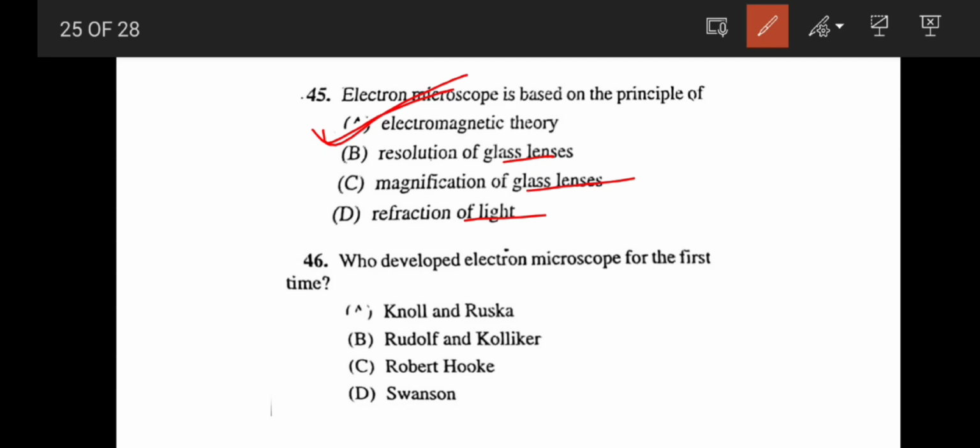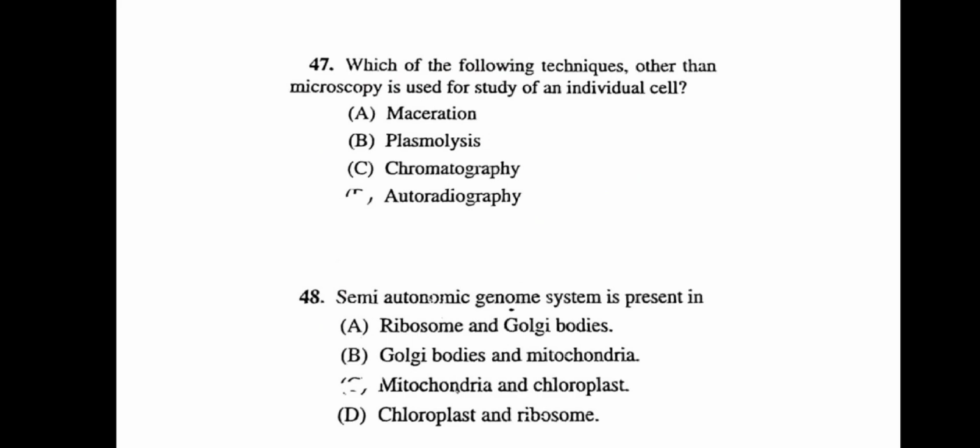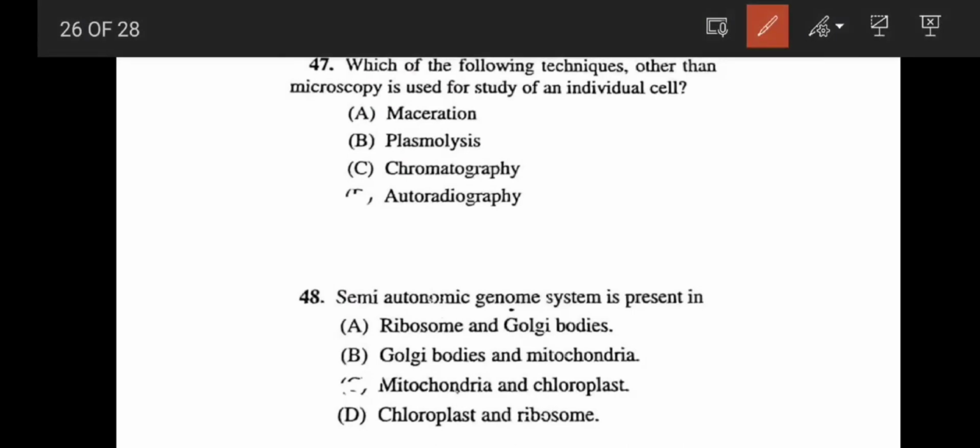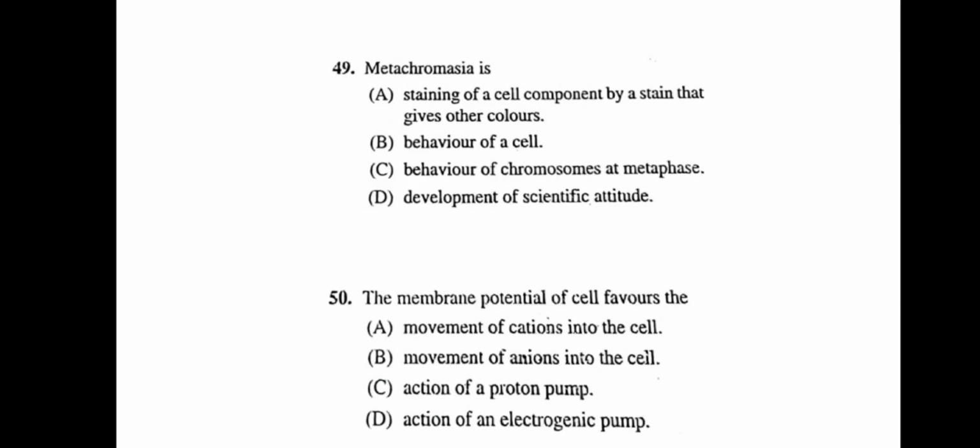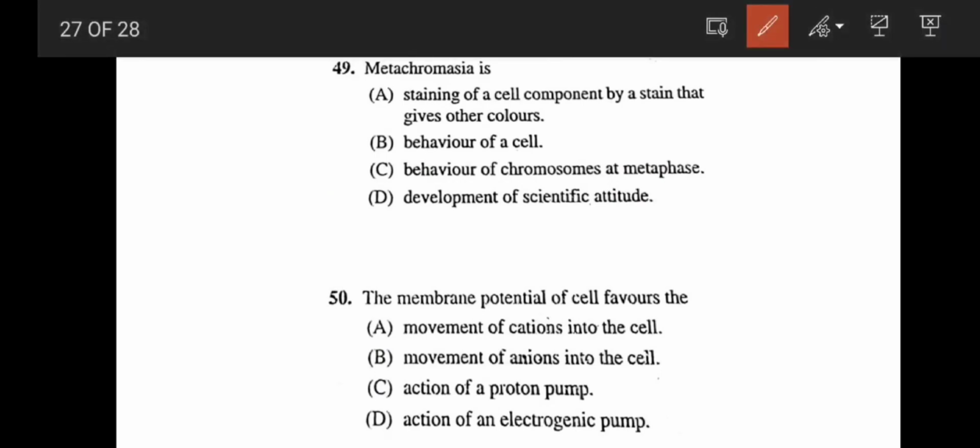Next question, informative one. Who developed electron microscope for the first time? Correct answer is Knoll and Ruska. Next question, which of the following techniques other than the microscopy can be used for study of an individual cell? So, for single cell analysis, we can use microscopy and we can also use chromatography. Okay, so correct answer is option C. Next, semi-autonomous genomic system is present in mitochondria and chloroplast. Okay, next question. What is metachromasia?